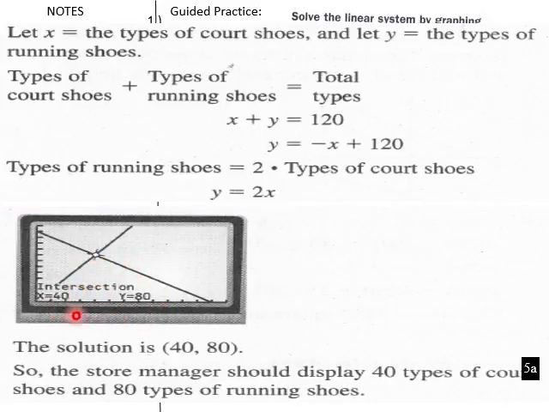And then they intersect here at 40, 80. The solution would be 40, 80. So the store manager should display 40 types of court shoes and 80 types of running shoes to satisfy that parameter of 120 total.